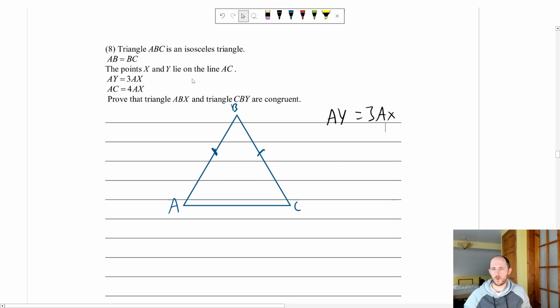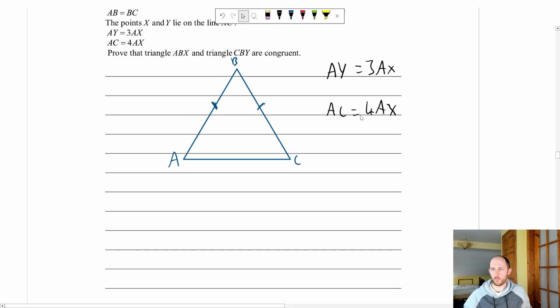Points X and Y lie on this thing, okay? And AC is equal to 4AX. So what I'm reading here is that the full length AC is 4 times AX. So let's put X, let's say, here. And A to Y is 3AX. So it's 3 units along. So let's say it's around here.